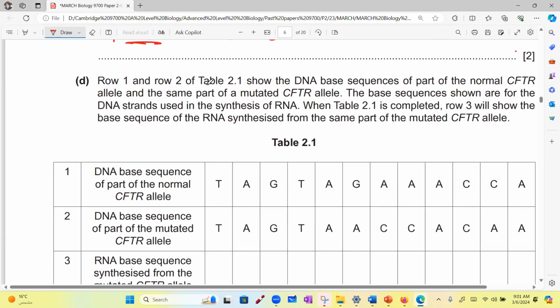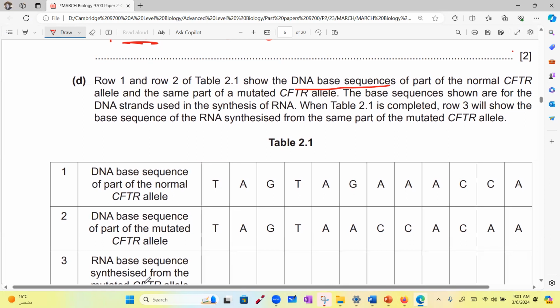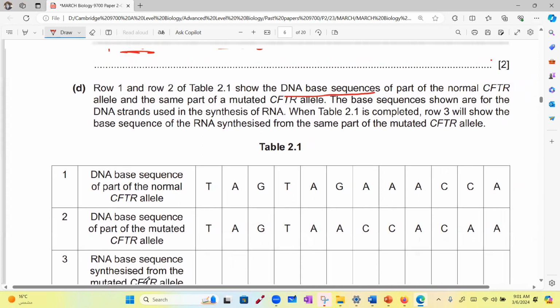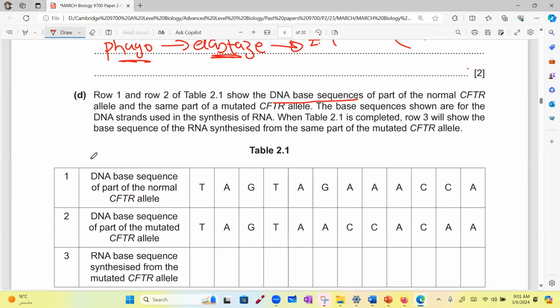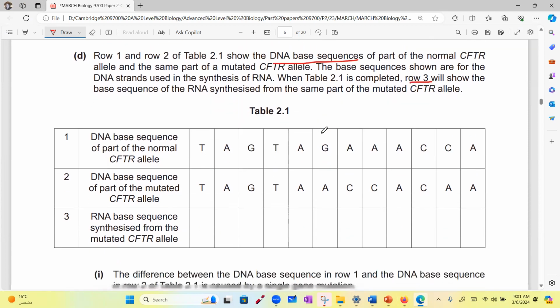Row 1 and row 2 of the table show the DNA-based sequences of part of the normal gene and some part of the mutated allele. The base sequences shown are for the strands used in the synthesis of RNA. When table 2.1 is completed, row 3 will show the base sequence of the RNA that came from the mutated allele. So of course, they will ask you to find the complementary. This is the mutated DNA and the complementary RNA.